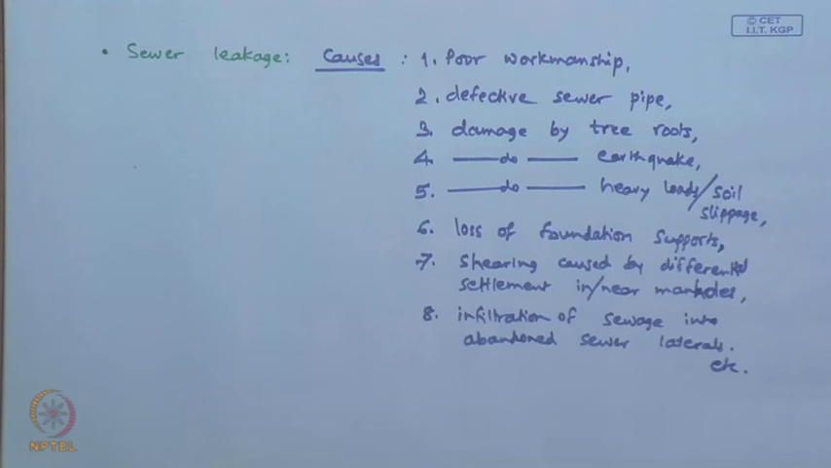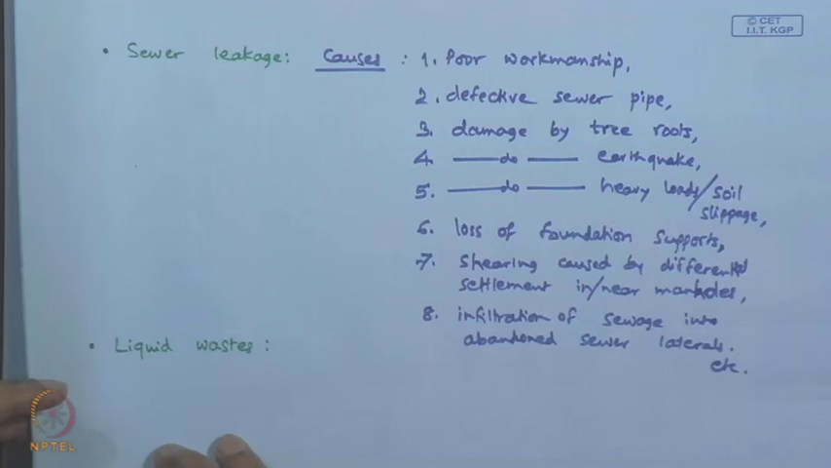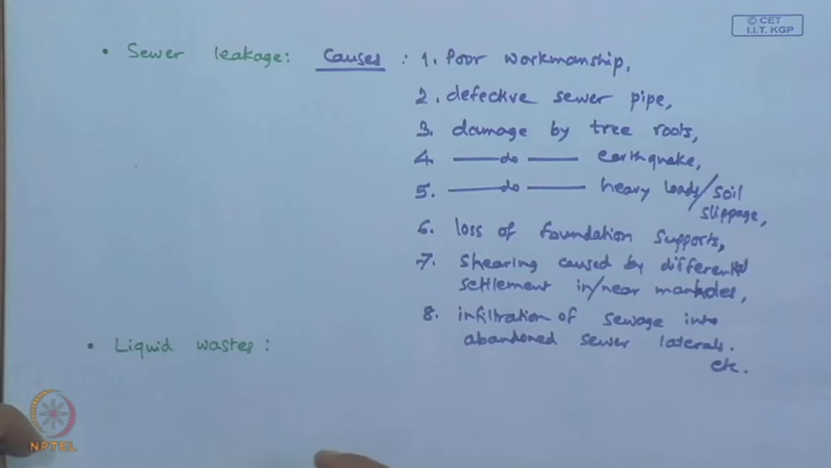Now, let us consider the second main type of the municipal groundwater pollution due to municipal causes, that is the liquid waste. And you all know that this wastewater has a significant amount of liquid content, and what happens is, this wastewater which is generated by the municipal use of water results in a significant amount of pollution of groundwater, and these liquid wastes move as per the groundwater flow directions.